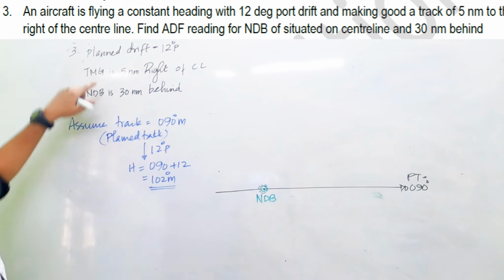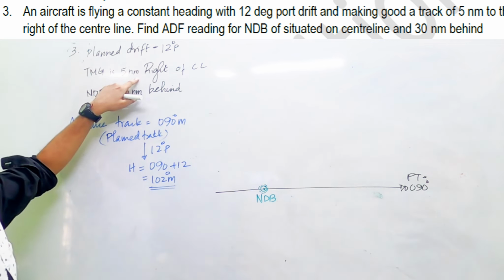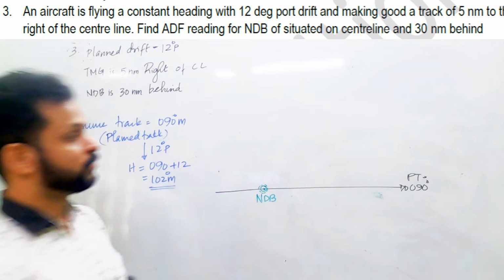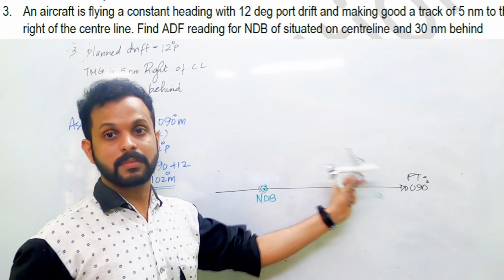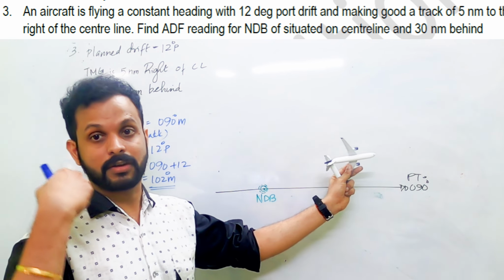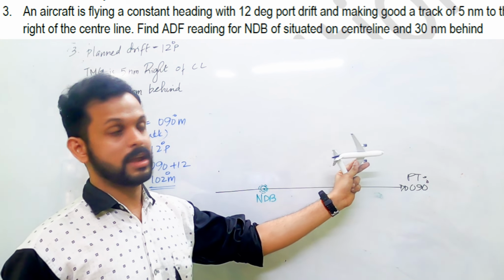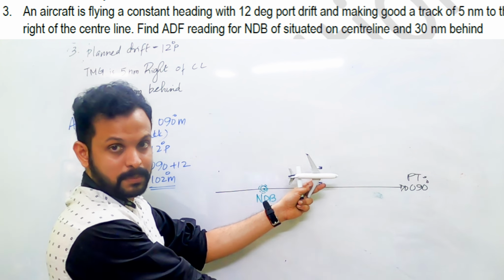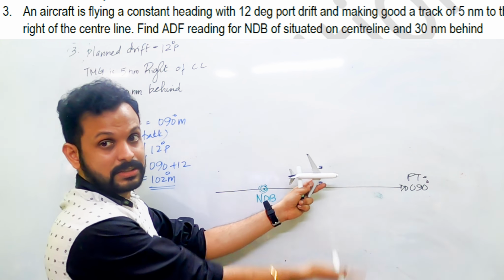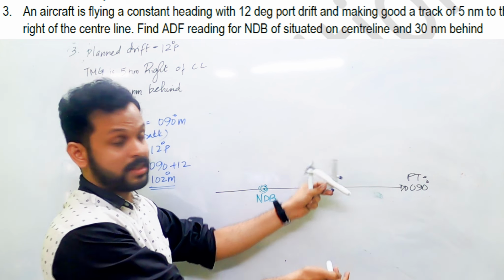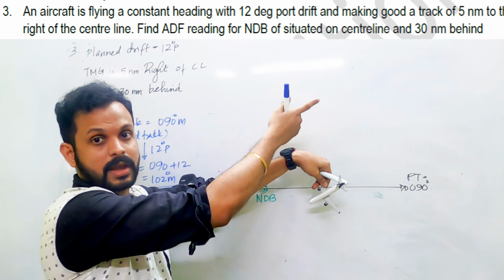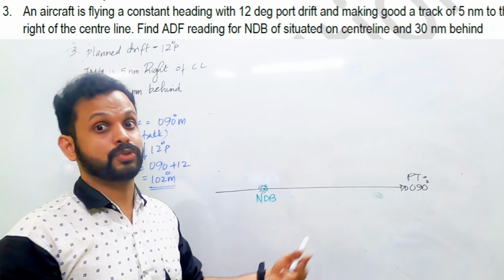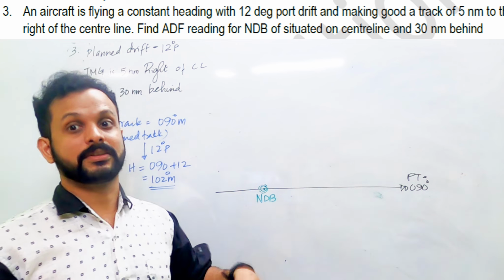In the question, it is given that the actual track is 5 nautical miles right of center line. Where is the NDB? The NDB is 30 nautical miles behind the aircraft, which means the aircraft has to move away from the NDB. Only then will the NDB be behind the aircraft. So 5 nautical miles right is more towards the right of the planned track. If you identify right wrong, your answer goes wrong, since the ADF indication is going to be less than 180 if it is supposed to be more than 180, or more than 180 if it is supposed to be less. Reverse, right?